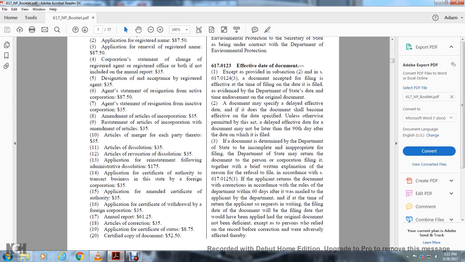The document must specify the effective date, and if it does, the document becomes effective on the date specified, unless otherwise permitted by this act. A delayed effective date for a document may not be later than 90 days after the date it is filed. The document is determined by the Department of State to be complete and appropriate for filing.